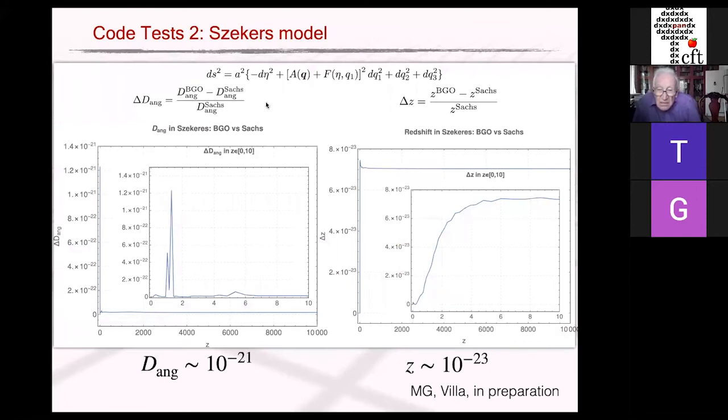Here I'm showing the variation for the angular emitter distance and for the redshift. As you can see, this number says that we have a good agreement between the observables calculated within the BGO and the ones within the Sachs formalism, stating the fact that the BGO are completely equivalent to the Sachs formalism when we want to calculate such classical observables.